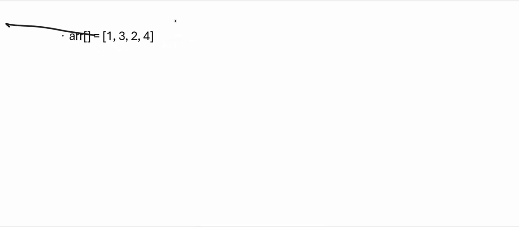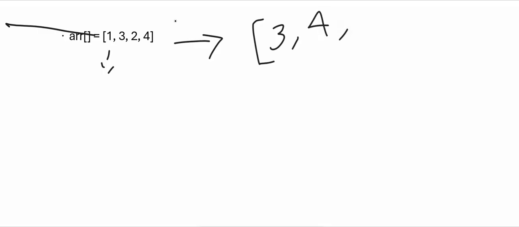So what they are asking is, we are supposed to return an array which will have the next greater element for every index. So if you carefully observe, for the index 0, the value is 1. The next greater element from the right side is 3. And for 3, the next greater element is 4, not 2. And for 2 also, the next greater element is 4. And for 4, there is no greater element, so we are supposed to return -1.